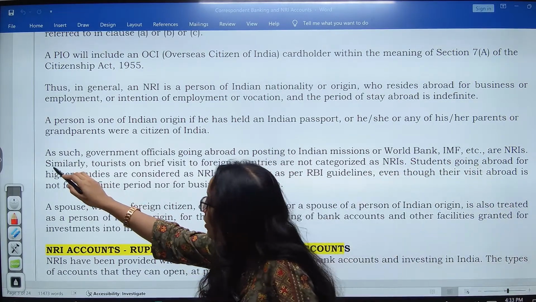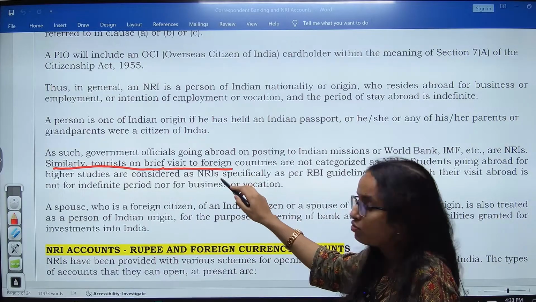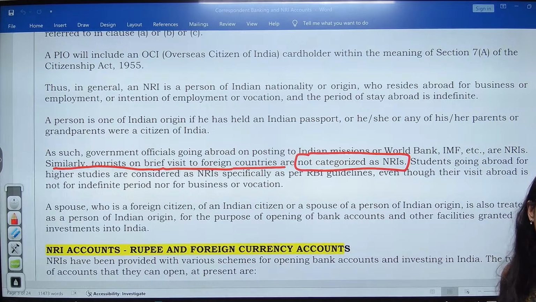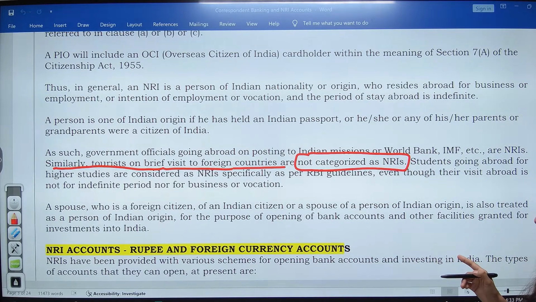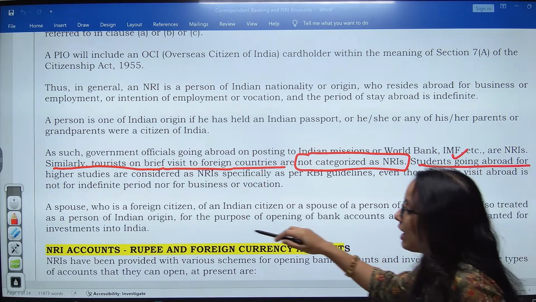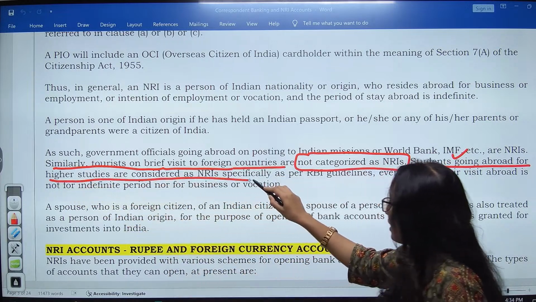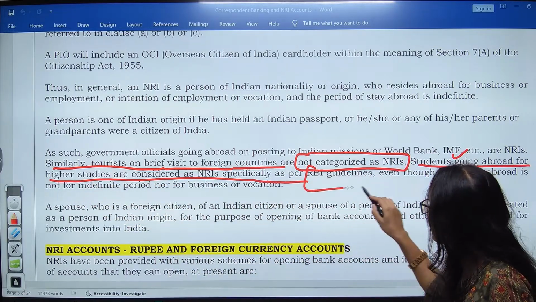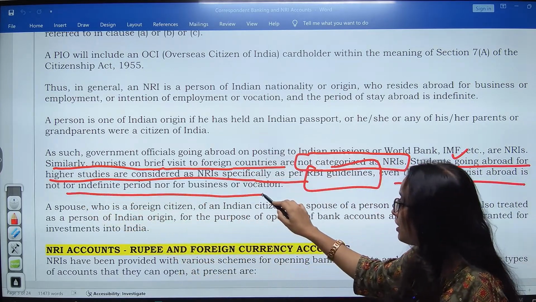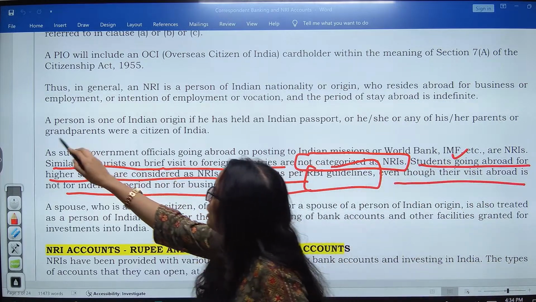So, tourists on brief visits to foreign countries are not categorized as NRIs as per FEMA 1999. You should remember this. Tourists on brief visits to foreign countries are not to be categorized as NRIs. Students going abroad, students also go abroad, right? Students going abroad for higher studies are considered as NRI specifically as per RBI guidelines, even though their visit abroad is not for an indefinite period nor for business or vocation. So, you need to remember this.